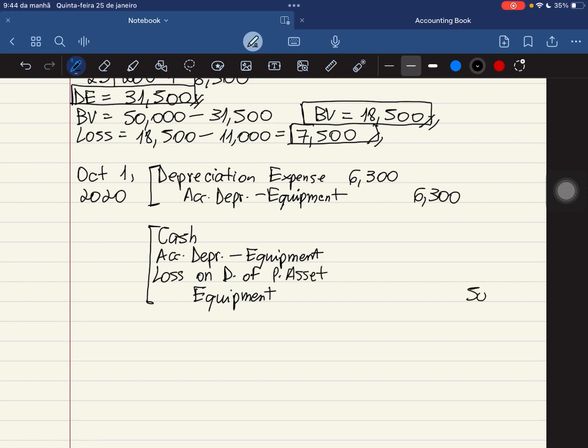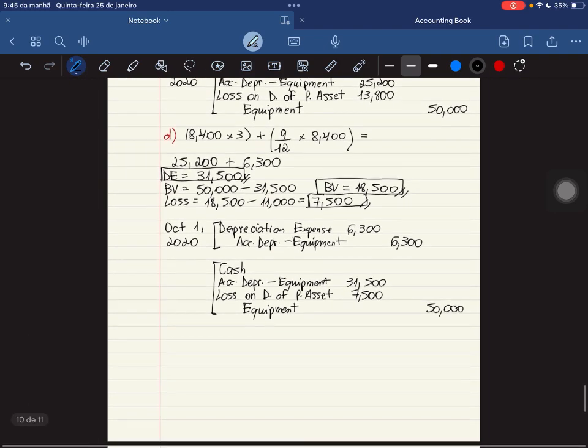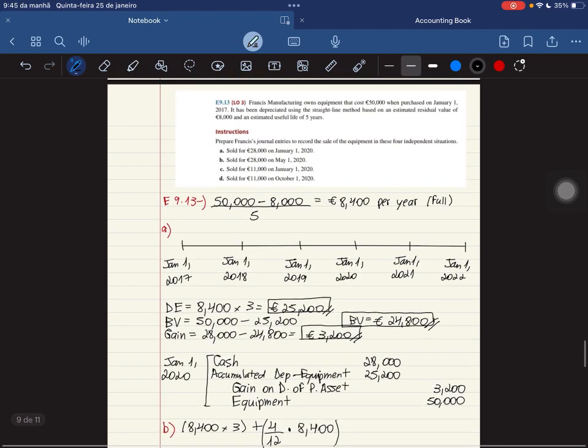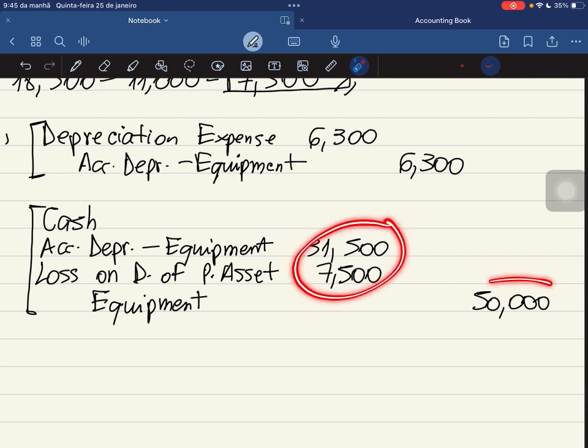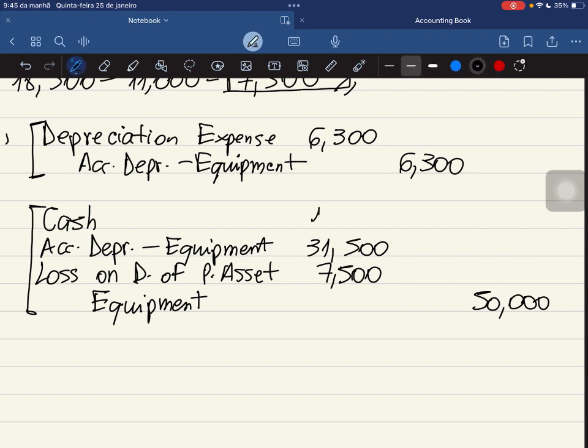Okay. My loss in this case was 7,500. My accumulated depreciation was 31,500. And my cash, how much did I sell it for? I sold it for 11,000, right? So let's see if I add these numbers together and subtract this one, I get 11,000 or not. Okay, here I get 39,000. So 50,000 minus 39,000, that is exactly 11,000, which means that this is correct.